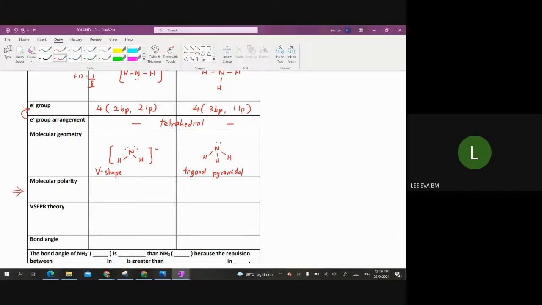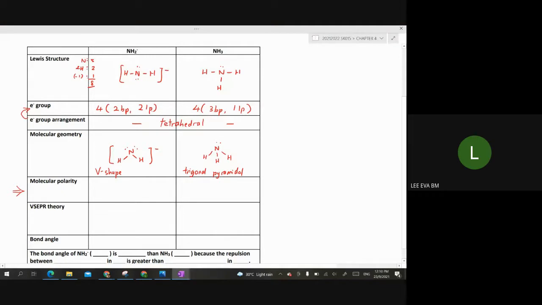When you want to draw molecular polarity, make sure you draw the polar arrow. Do we point towards hydrogen or nitrogen? Which one is more electronegative? Nitrogen. So we draw the arrow towards nitrogen. We need to draw the arrow on the molecular geometry, on top of your molecular shape, not on the Lewis structure, because the Lewis structure does not show the shape, so we cannot show polarity.